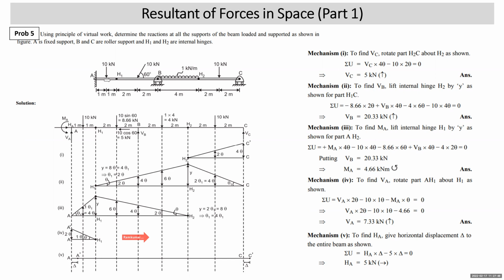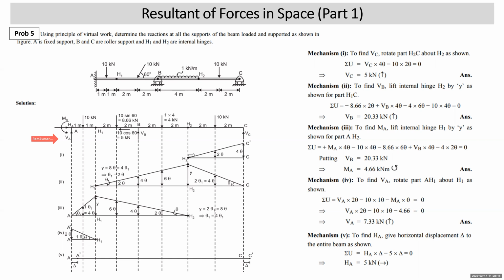So for this beam, A's fixed support will have three reactions on the FBD. B's roller support will have one reaction vertically upward. C will have vertical reaction. Right. This 10 kilonewton is at 60, so you can resolve it into 10 cos 60 and 10 sin 60. 10 cos 60 is 5 and 10 sin 60 is 8.66. Rest all loads have been shown. The 1 kilonewton per meter UDL has been replaced by equivalent point load 1 into 4, which is 4.